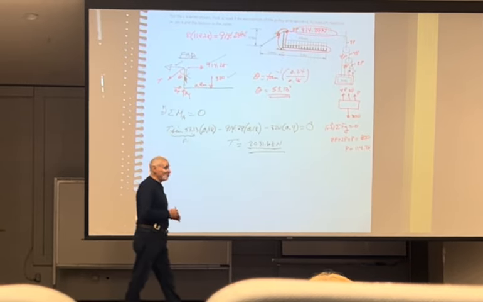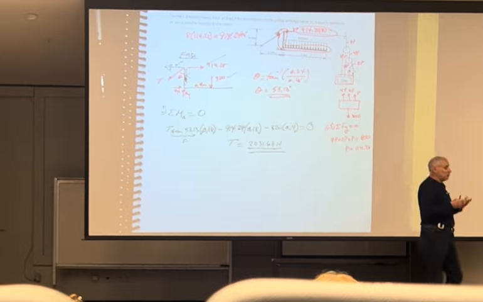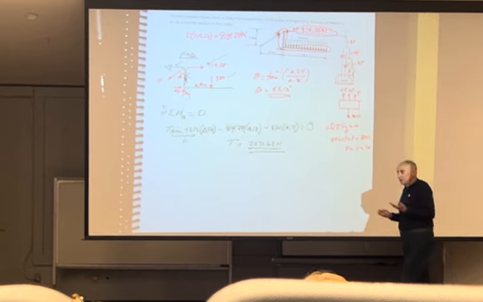That's why I did a moment right away at A, so I can get a value. Last time I was stupid, and I took a moment at G and didn't get a value. I got a relationship between N1 and N2. That was it.